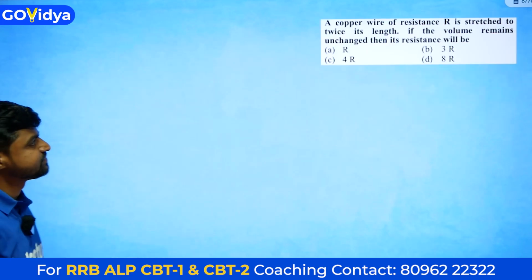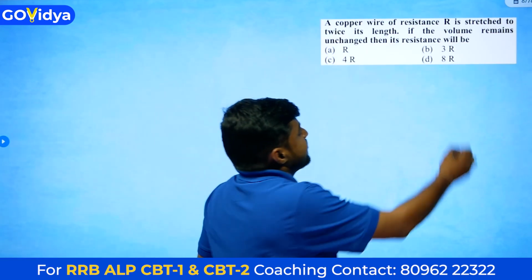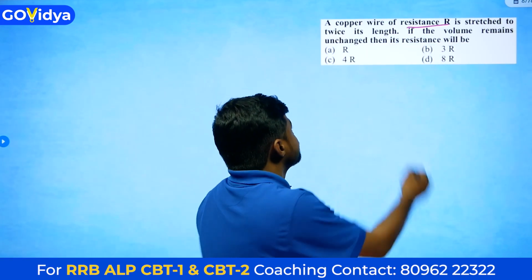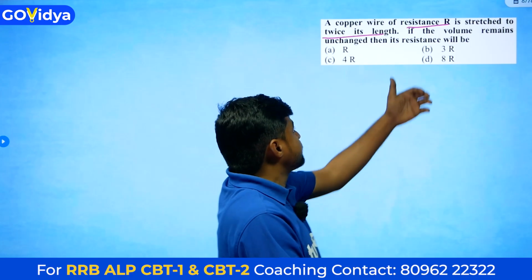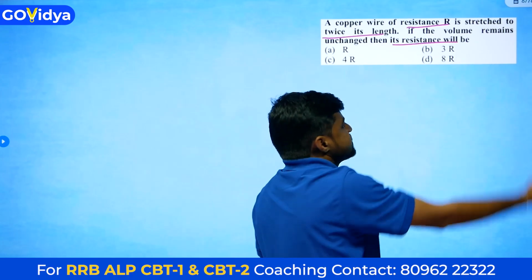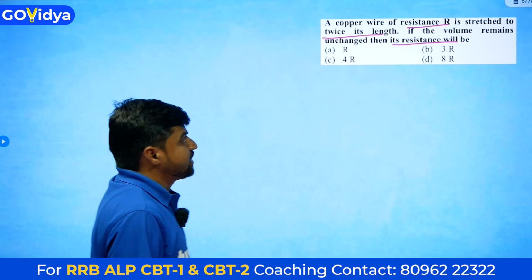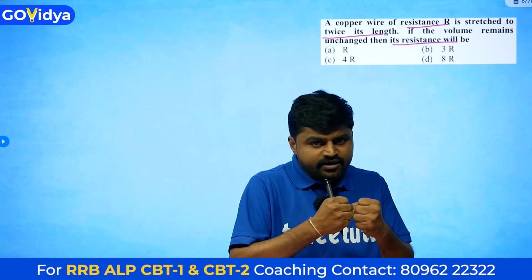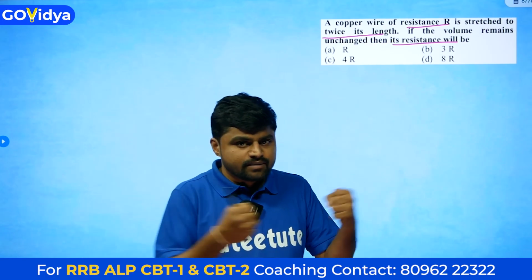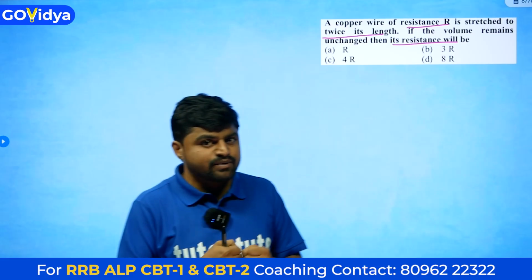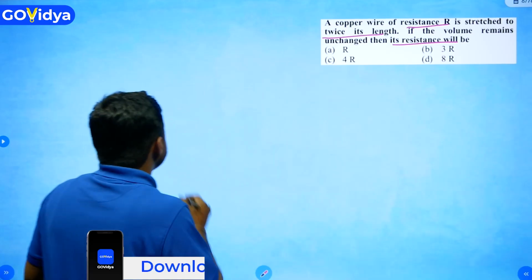Next question. A copper wire having resistance R is stretched to twice its length. If the volume remains unchanged, then its new resistance will be? Manaki oka copper wire ni we have to stretch, double, twice of its length. Chesinappudu manaki new resistance enta?